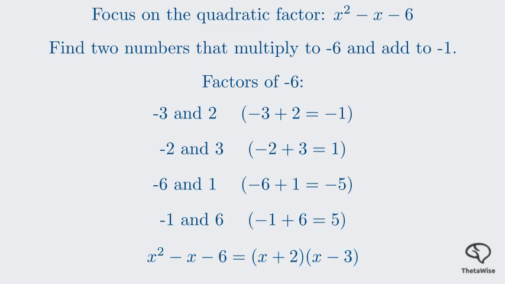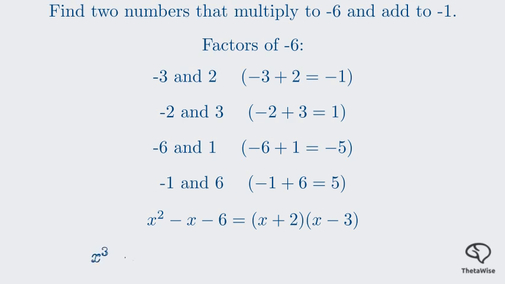Now we can substitute this back into our complete factorization. So x cubed minus 2x squared minus 5x plus 6 is equal to our first factor, x minus 1, multiplied by the two factors we just found for the quadratic, x plus 2 and x minus 3. This is the complete factorization of the cubic polynomial into three linear factors.